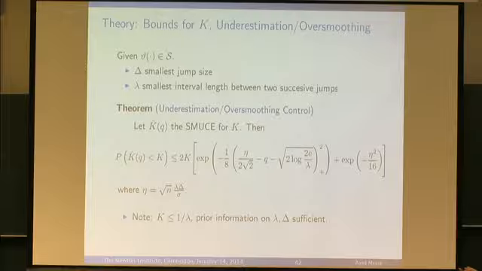for the smallest one. Imagine that you have a signal where on the smallest scale the jump size is capital delta. And the smallest scale means that's the smallest interval length, which I call lambda, where a jump happens, right? So to any signal with a finite number of jumps, you can look at the smallest interval where a jump happens, and you can look at the smallest size. And then you can express this underestimation error in terms of these quantities.